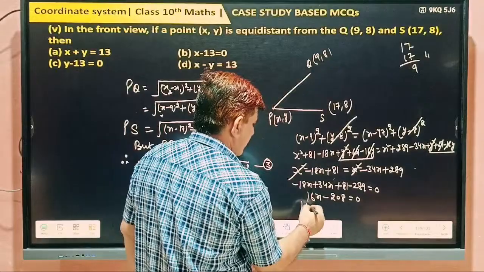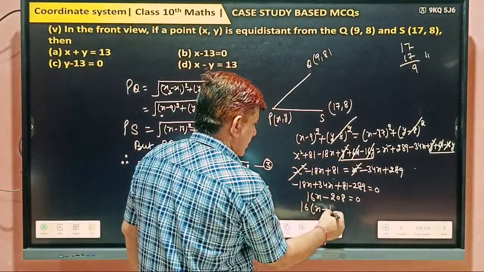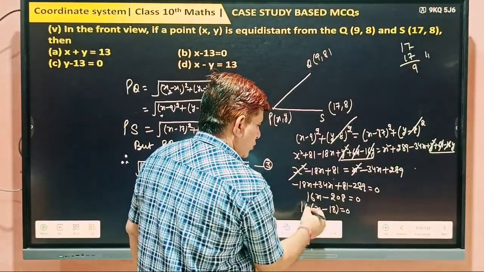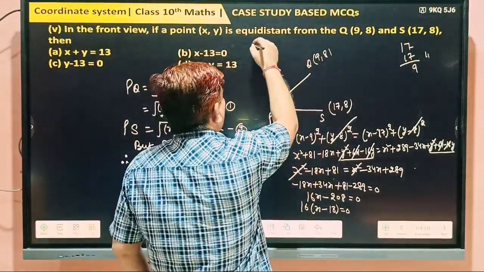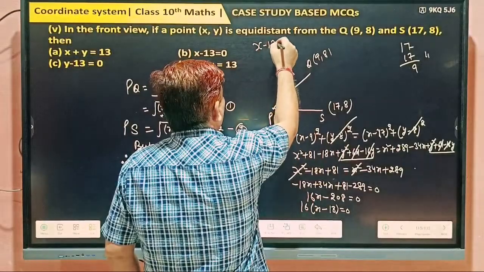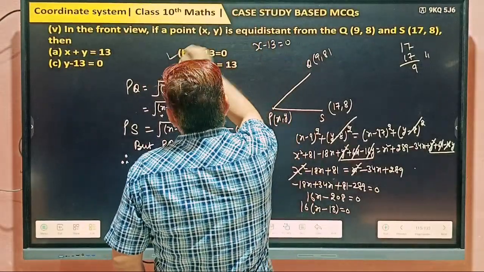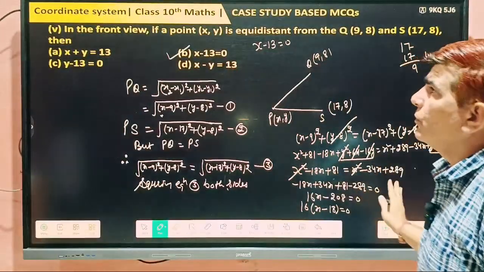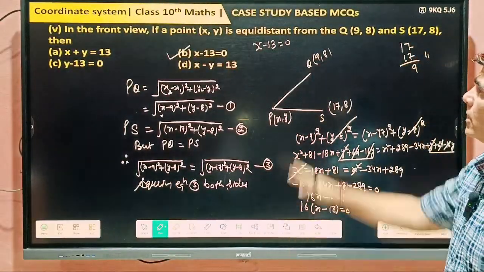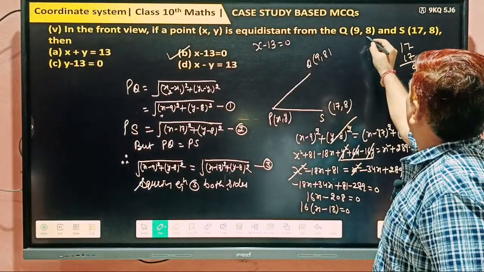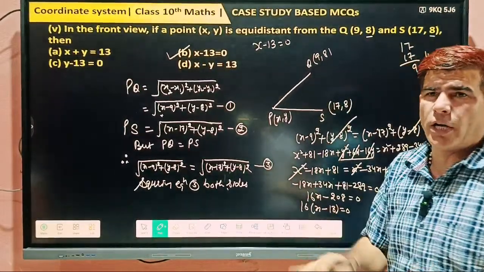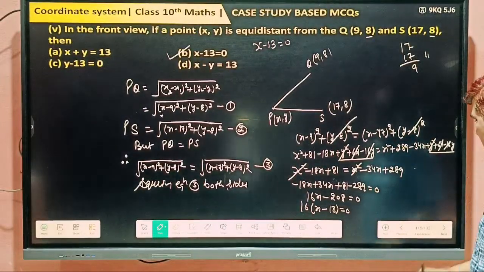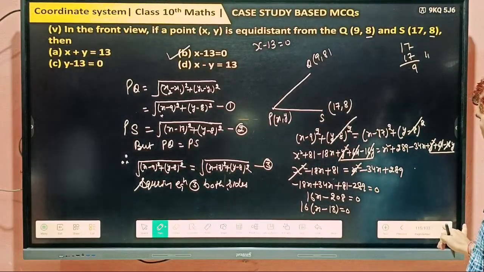Taking 16 common: x minus 13, since 16 times 13 is 208, equal to 0. So what can we write? x minus 13 equal to 0. So directly we can say B is its answer. Or from the starting we can say, looking here, this and this are the same, meaning both cancel with each other.